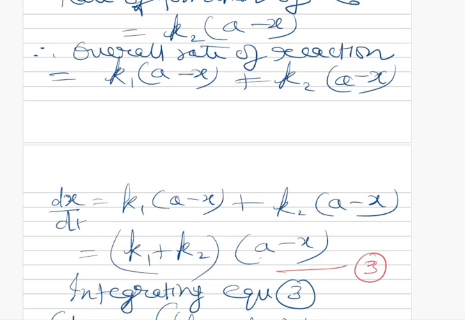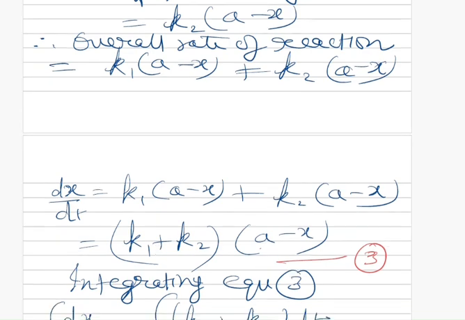Now dx/dt is equal to k1 (a − x) + k2 (a − x). Because (a − x) is common in both these terms, you can take it out and write it like this: dx/dt = (k1 + k2)(a − x). This is equation number 3.